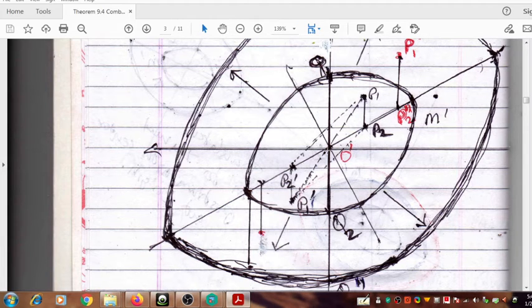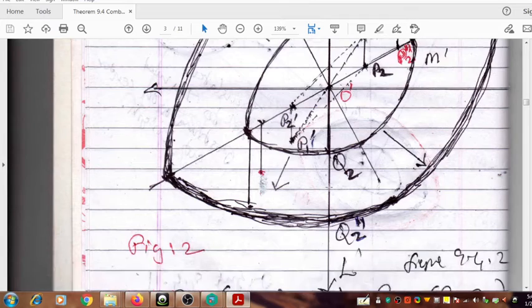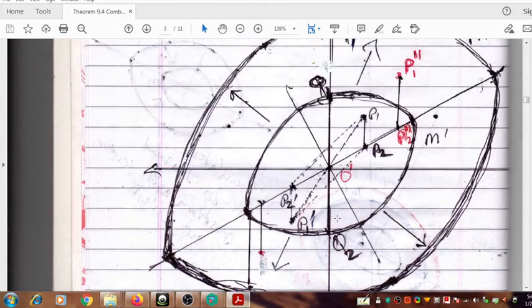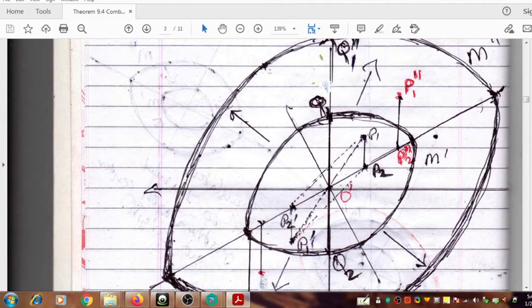So what is the condition for drawing the line? We will call the newly drawn line L dash. That line is parallel to the line segment P1 P2. Also, it must pass through the origin O dash.